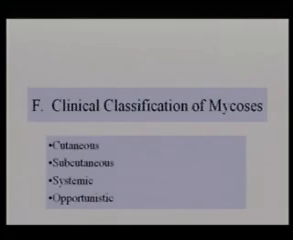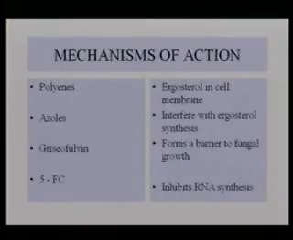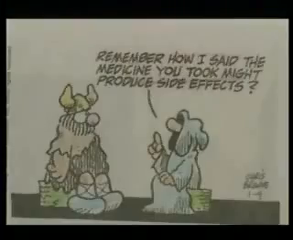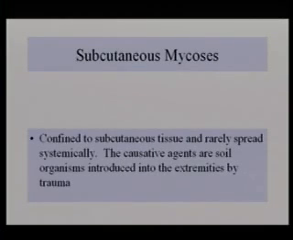We'll talk about them generally in clinical classification: cutaneous, subcutaneous, systemic, and opportunistic, and we'll go into that a little more with specific diseases. The cutaneous rarely invade deeper tissue. We also call these, usually, dermatophytes. They're usually superficial. Subcutaneous, again, are just confined to subcutaneous tissue. We'll discuss that a little more with specific diseases.